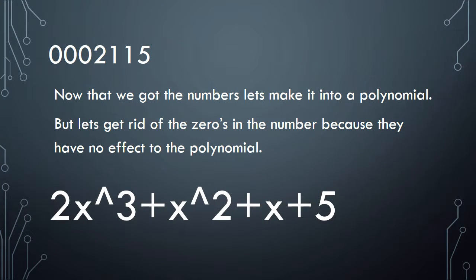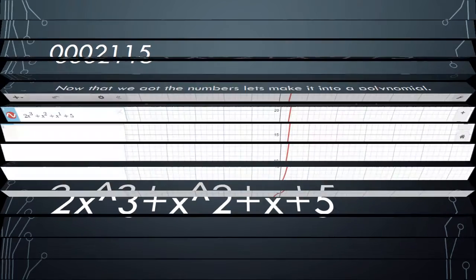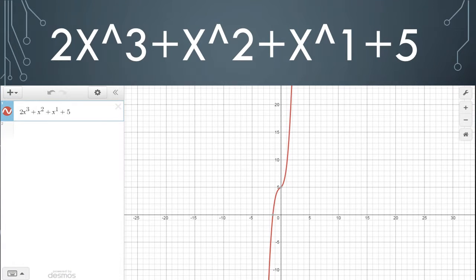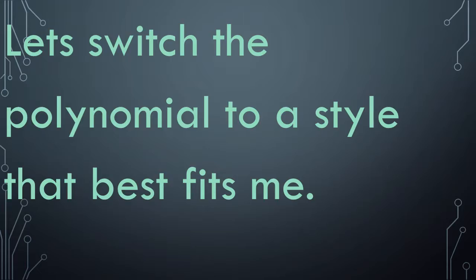Now that we got the numbers, let's make it into a polynomial. But let's get rid of the zeros in the number because they have no effect on the polynomial. My polynomial would be 2x to the third power plus x to the second power plus x plus 5. Once graphed, this is how my polynomial should look.